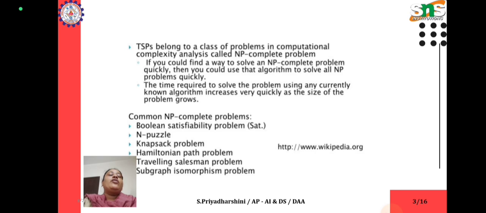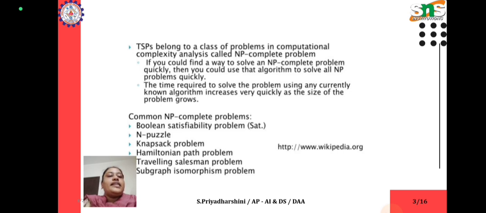TSP belongs to a class of problems in computational complexity analysis called NP complete problems. If you could find a way to solve an NP complete problem quickly, then you could use that algorithm to solve NP problems quickly. The time required to solve the problem using any currently known algorithm increases very quickly as the size of the problem grows. Common NP computational problems are the Boolean satisfiability problem, N-puzzle, knapsack, Hamiltonian, traveling salesman, and subgraph isomorphism problem.